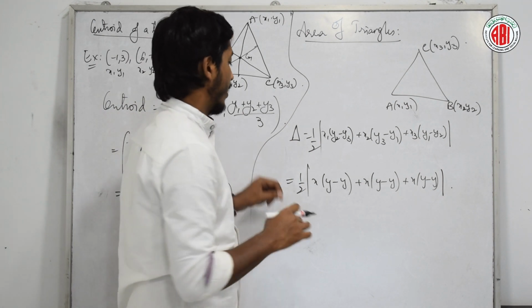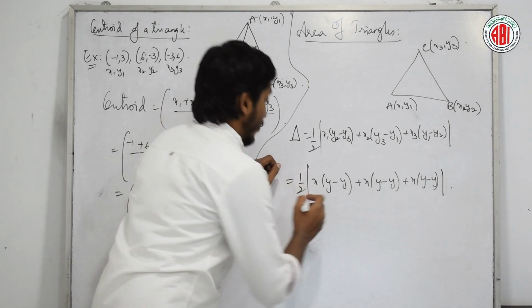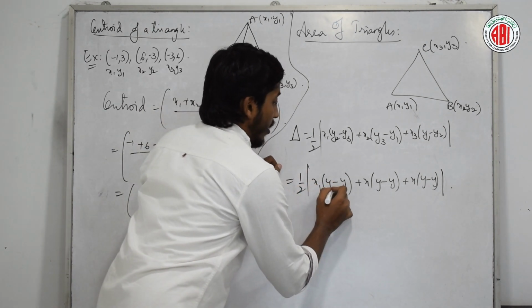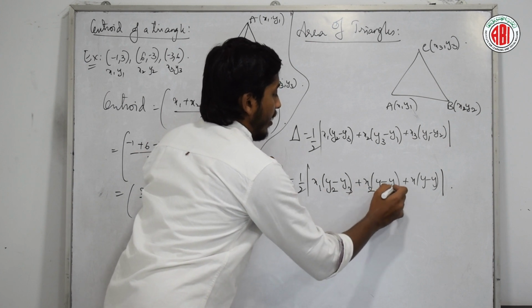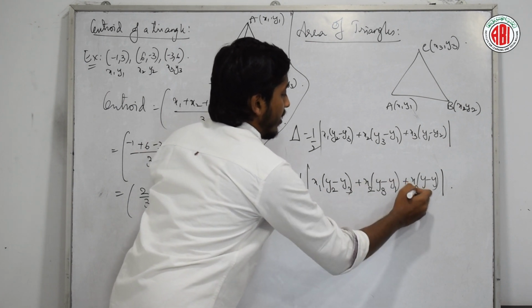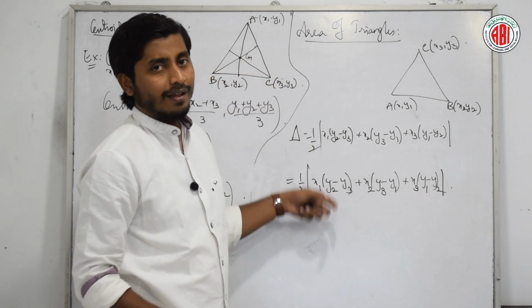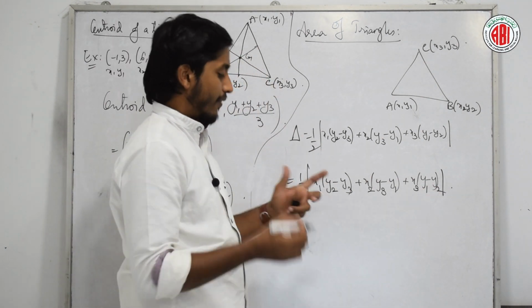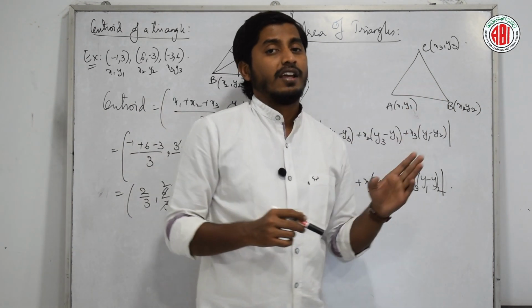Now see here, I wrote just x and y's directly. Just write 1, 2, 3 in order. 1, 2, 3. After that 2, 3, 1. After that 3, 1, 2. Is this the same formula? Fine. This is how we can remember this area of the triangle.